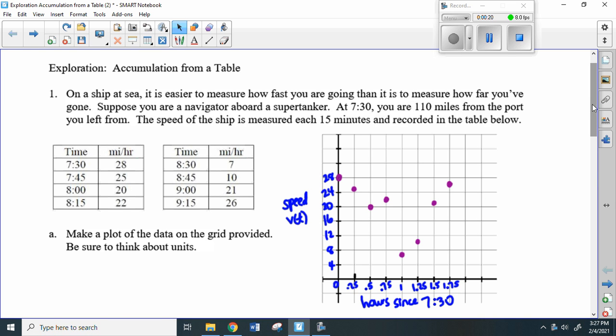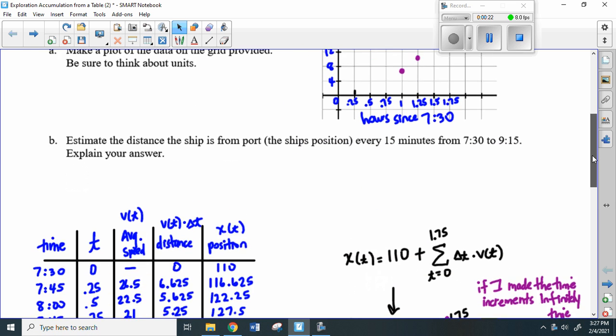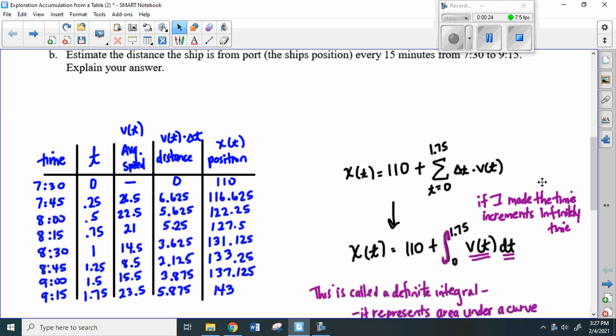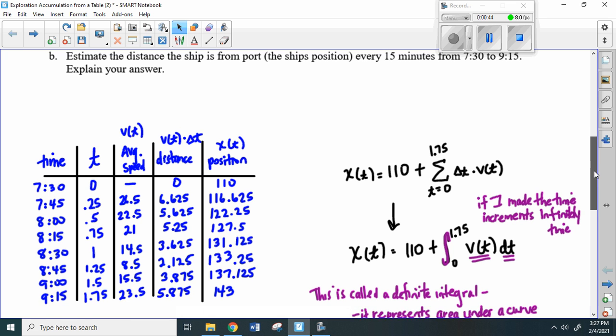This is the one where I asked you to recreate the table to find position, but using average speed over the time interval. So here's the table that I had you do for homework, and we checked it. Remember, for velocity, you were finding the average speed over the time interval.